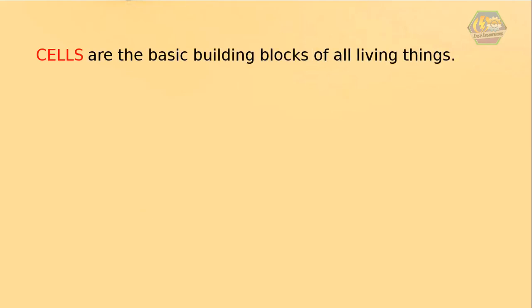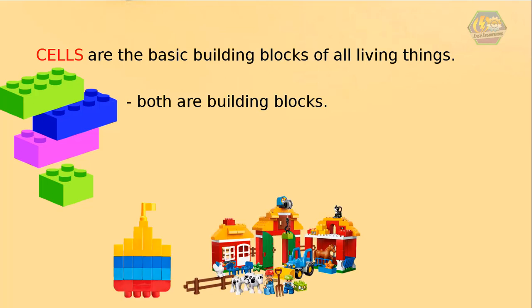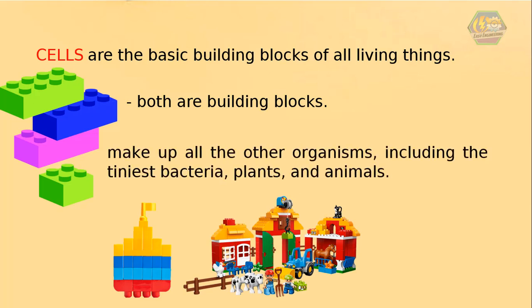Cells are the basic building blocks of living things. Cells are kind of like Legos. Both are building blocks. But while Legos are used to make things like castles and barns, cells are used to make life. Cells also make up all the other organisms, including the tiniest bacteria, plants and animals.